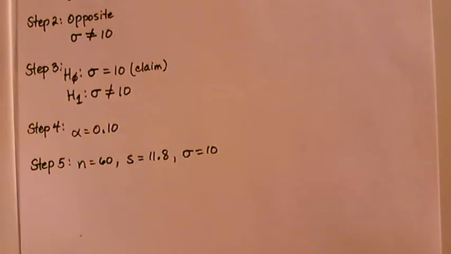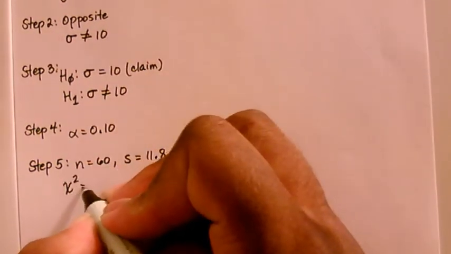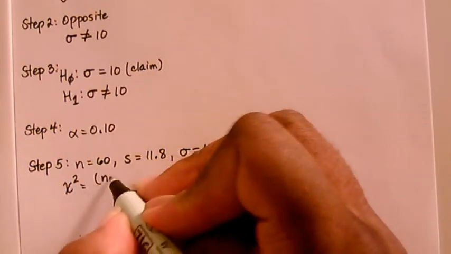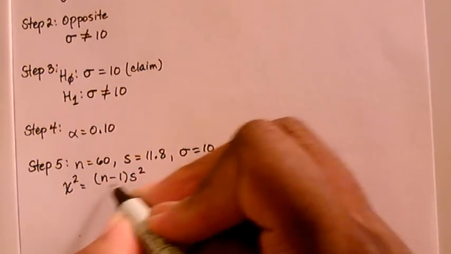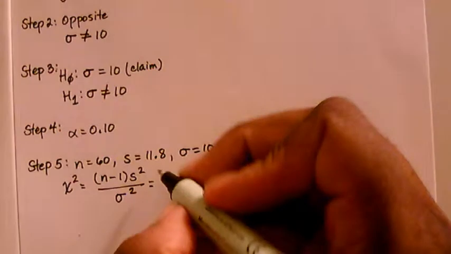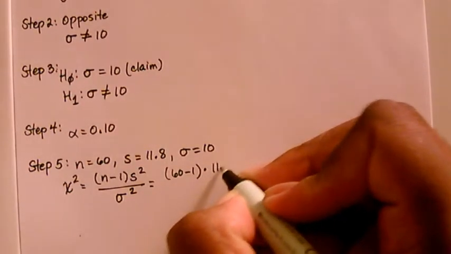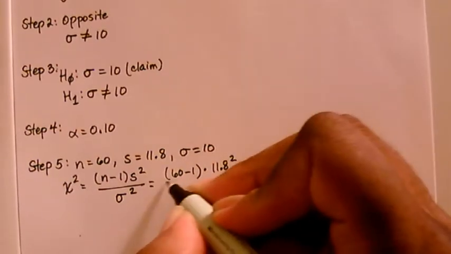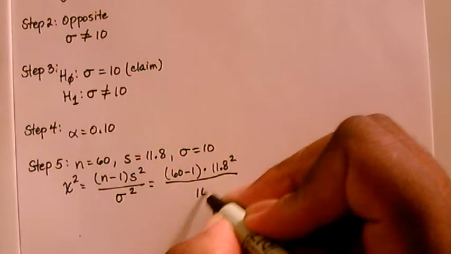So in this case here, your chi-square test statistic is n minus 1 times s squared divided by sigma squared. N is 60, so that's 60 minus 1 times s, which is your sample standard deviation. That's 11.8, and that's going to be squared. And sigma is your 10, so that's 10 squared.